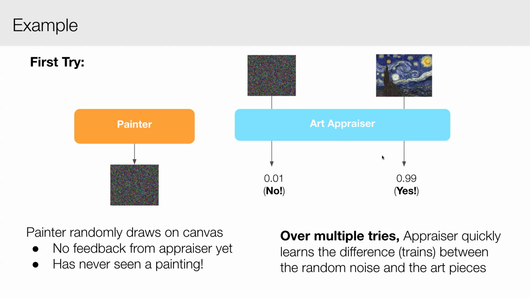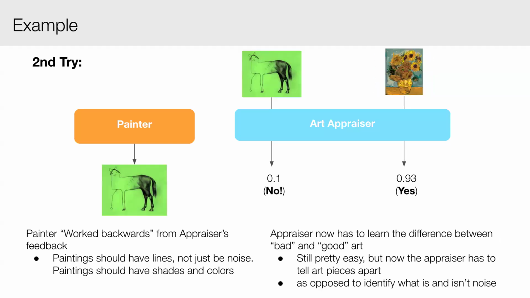Learning the difference between noise and a painting isn't very hard. So maybe he just learns that paintings have paint on them, right? They have colors, they have distinct brush strokes. That's all he learns because that's all he needs to learn. Does that make sense so far? Okay. So you then work backwards from how he came to his decision.